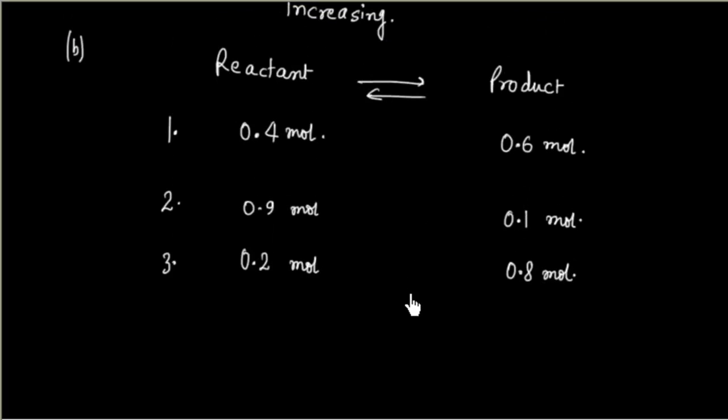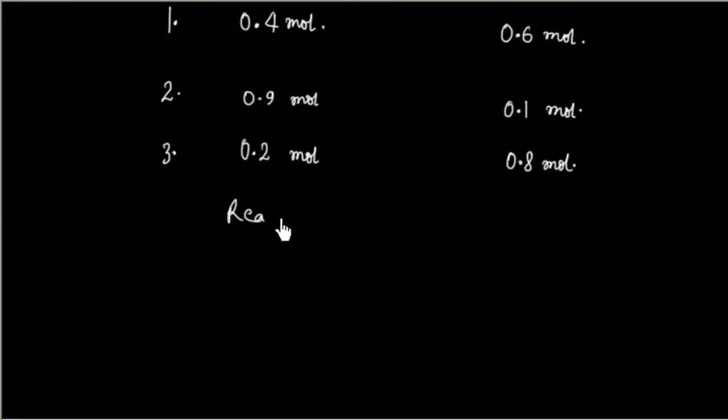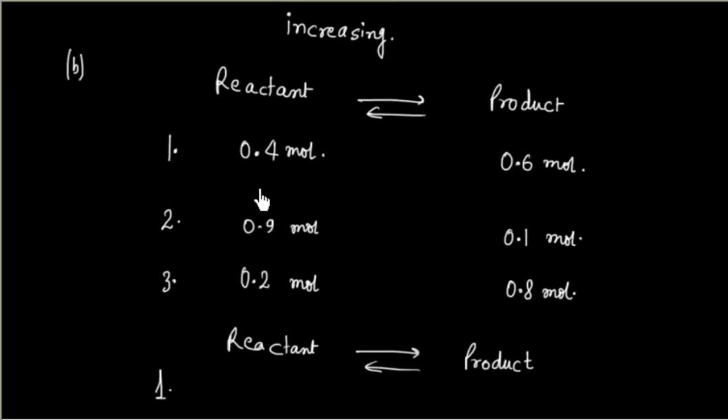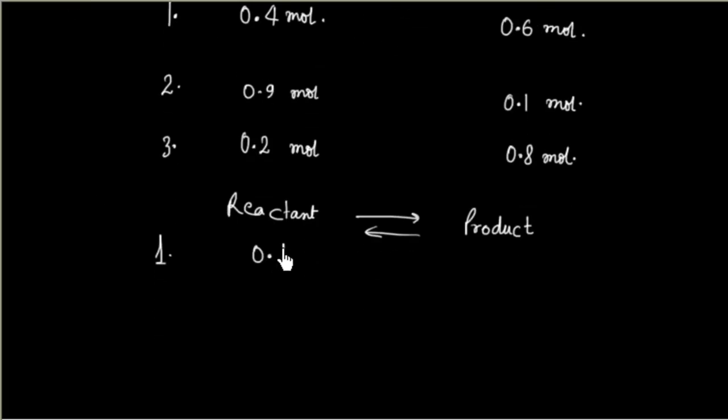Now we have to calculate Kc. To calculate Kc we have to convert moles into concentration. Now for reaction 1, 0.4 mole, and concentration is moles by volume, and the volume is 1 liter, so this is simply 0.4 M and this is 0.6 M. Now we can calculate Kc1, that is product by reactant, 0.6 by 0.4, that is 1.5.